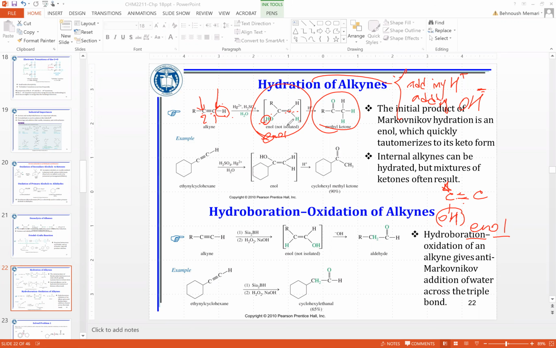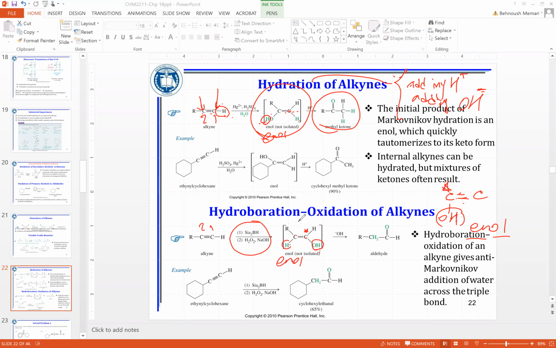And for anti-Markovnikov hydration, your reagent is basically hydroboration oxidation of the alkyne. For anti-Markovnikov addition, OH is going to add to the first carbon and H will add to carbon 2. We have an enol functional group because this carbon carries both ol for alcohol and ene for alkene. So one carbon carries two functional groups, you combine it and you have an enol.